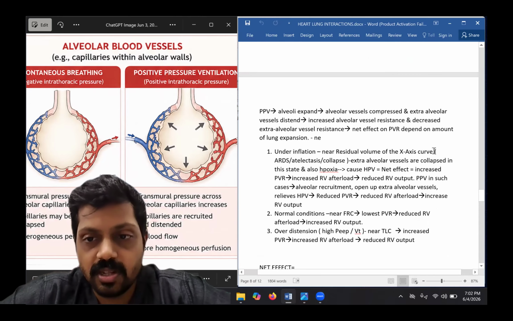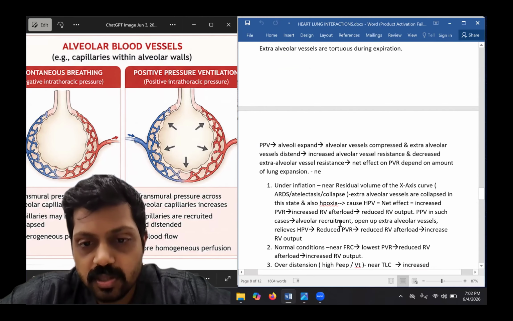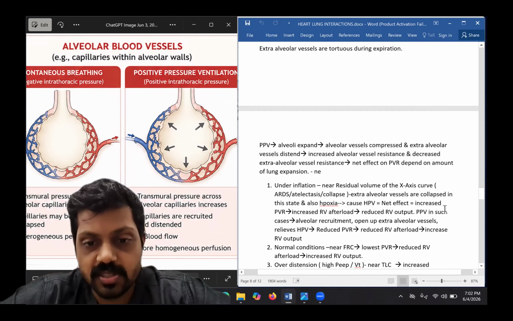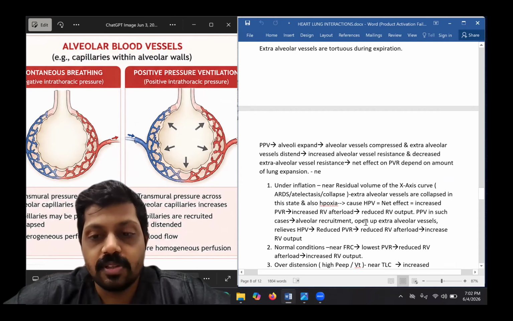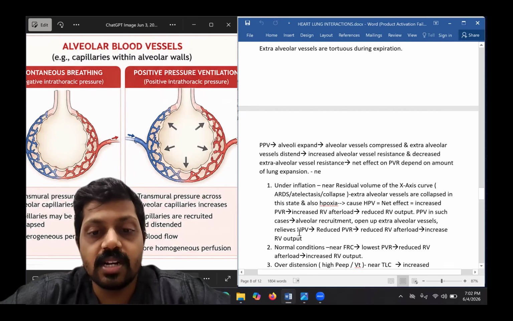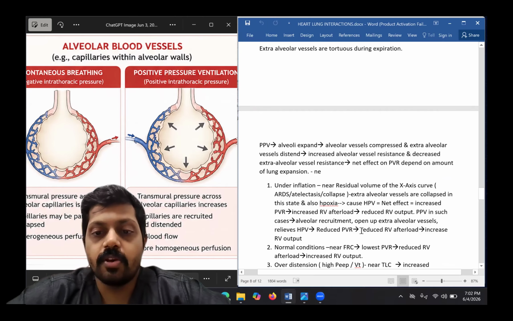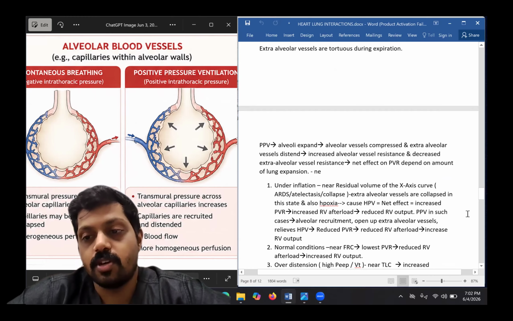Take lung inflation. Here is the residual volume, where there is increased pulmonary vascular resistance. Because of this, there is increased RV afterload, so RV output is reduced. When you give positive pressure ventilation in such cases, when the alveoli are collapsed near the residual volume, alveolar recruitment happens and opens up the extra-alveolar vessels. This relieves the hypoxic pulmonary vasoconstriction and reduces the pulmonary vascular resistance. Because of this, RV afterload is reduced and RV output increases.